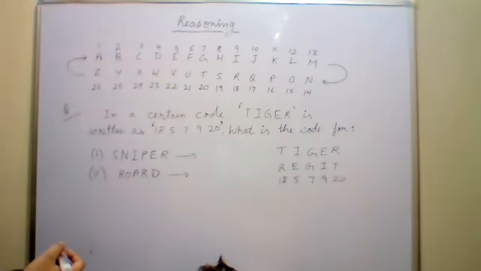What is the code for sniper? Can you tell me now? Yes, sir. 18, 5, 16, 9, 14, 19. Code for S is 19.